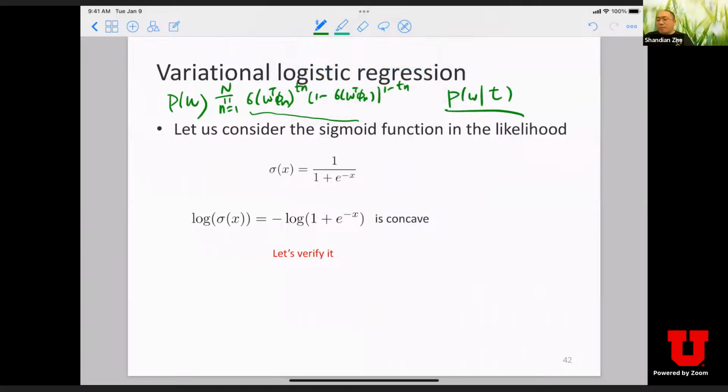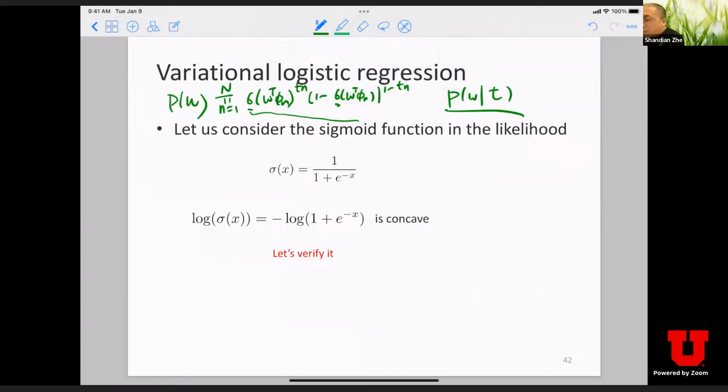How do we address this problem? Our idea is that because the bottleneck is the sigma function, we want to construct some kind of lower bound regarding the sigma function, so that I can replace the sigma function by an easier form. Then I do the variational update of q(W) and make it much easier. That's the idea. Now let's see how we fulfill this strategy.